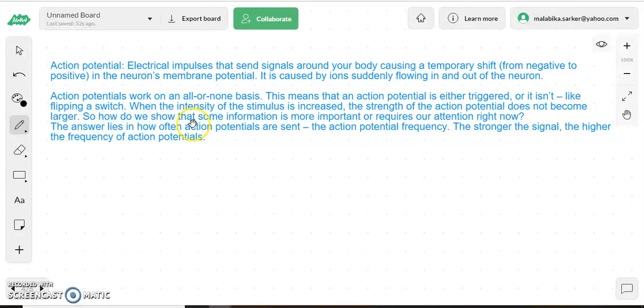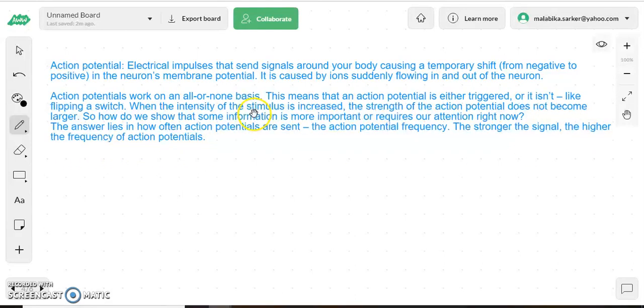So how do we show that some information is more important or requires our attention right now? So we have given a stimulus, the action potential has triggered, now we are giving subsequent stronger stimulus. But we came to know that the strength of the action potential does not increase. So how will the body know that, oh, because the stimulus is stronger, this information is more important? So the answer lies in how often the action potentials are sent. That is called the action potential frequency. The stronger the signal or the stimulus, the higher the frequency of the action potentials.